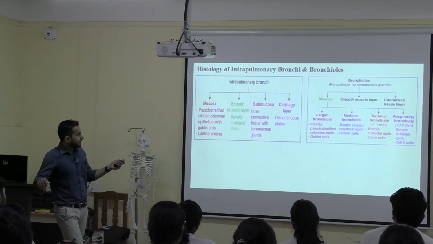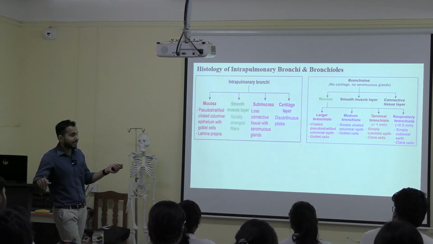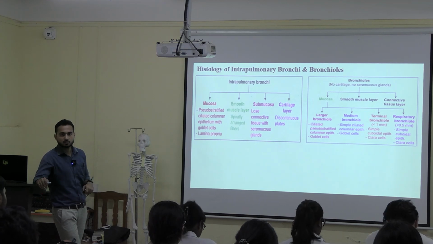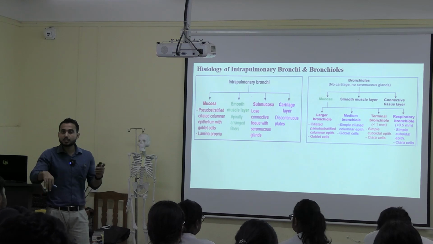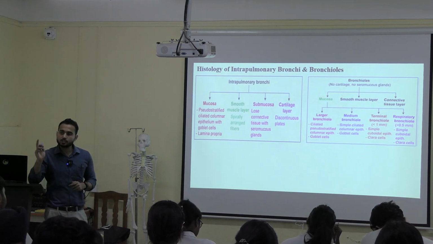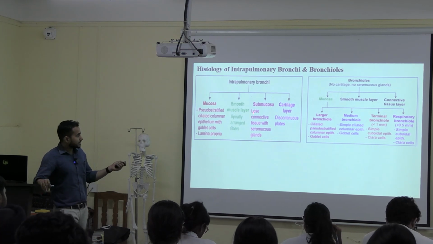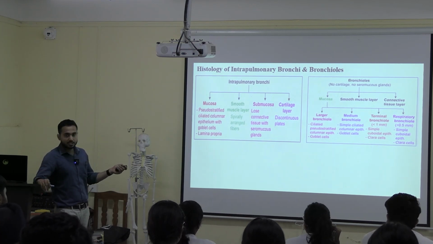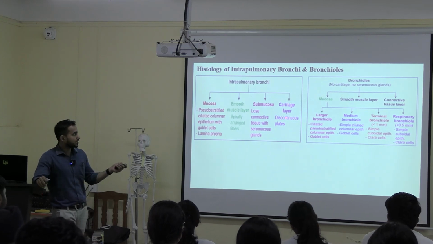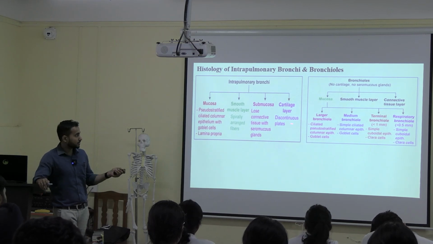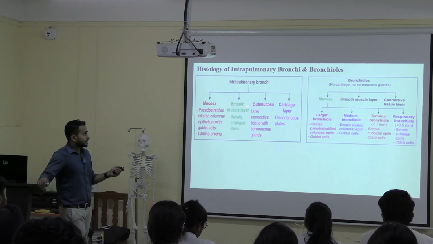ठीक है? Next, submucosa is there, loose connective tissue with seromucous glands. But here the number of glands are less as compared to the trachea. Because as I said, as you are going downwards, as you are going towards the alveoli, the number of glands will reduce. So the number of glands which we have seen in case of trachea, here it will be less. Okay. Next, submucosa के बाद क्या है? You can see cartilage layer is there. Now how the cartilage layer is oriented? Not C-shaped cartilage, but discontinuous plates of cartilages are there. This also you have to identify. Very important feature. Okay. So this is about the intrapulmonary bronchi.